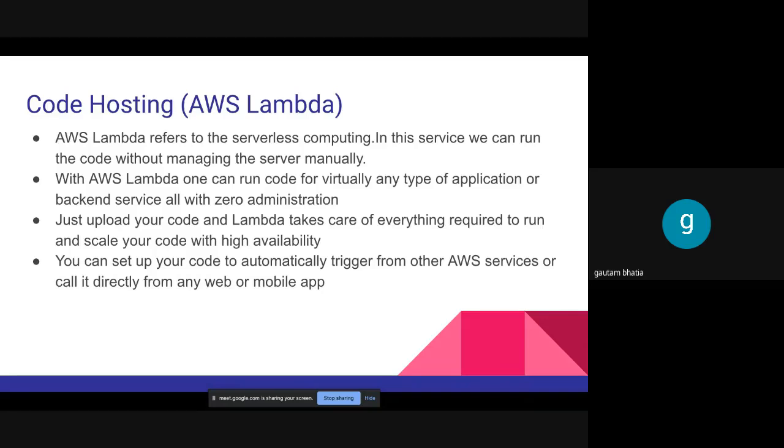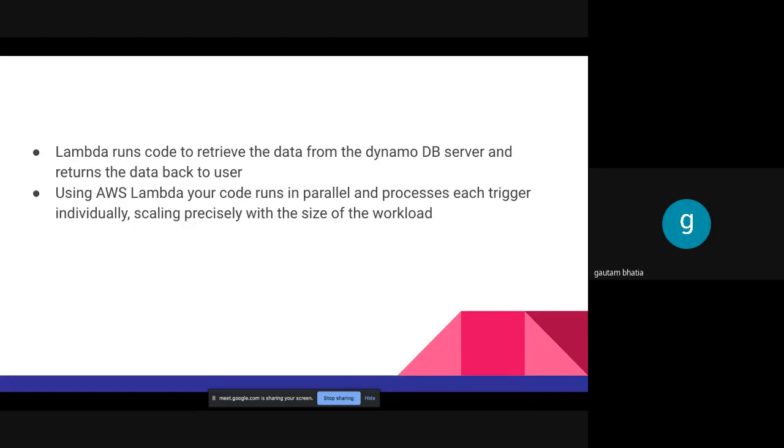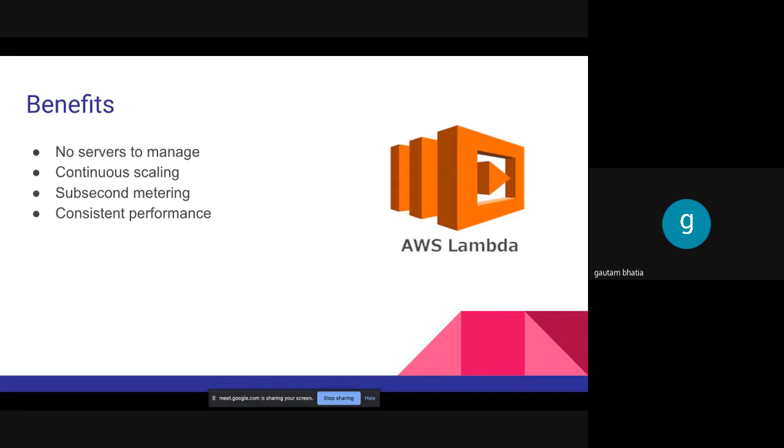We can set up our code to automatically trigger from other AWS services or call it directly from any web or mobile app. Our code runs in parallel and processes each trigger individually, scaling precisely with the size of the workload. By combining AWS Lambda with other AWS services, developers can also build powerful web applications that automatically scale up and down and run in a highly available configuration across multiple data centers, with zero administration effort required for scalability, backups, or multi-data center redundancy. Lambda runs code, retrieves data from the DynamoDB server, and returns it to the user.